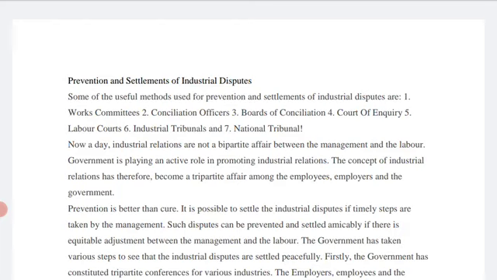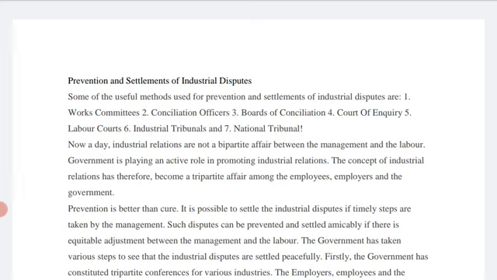So, if we think that the production process should be uninterrupted, the industry should always be uninterrupted, then we are supposed to look after each and everything which can result into conflict. Okay, so let's see what are the different measures which we can take so as to prevent and settle the industrial disputes.